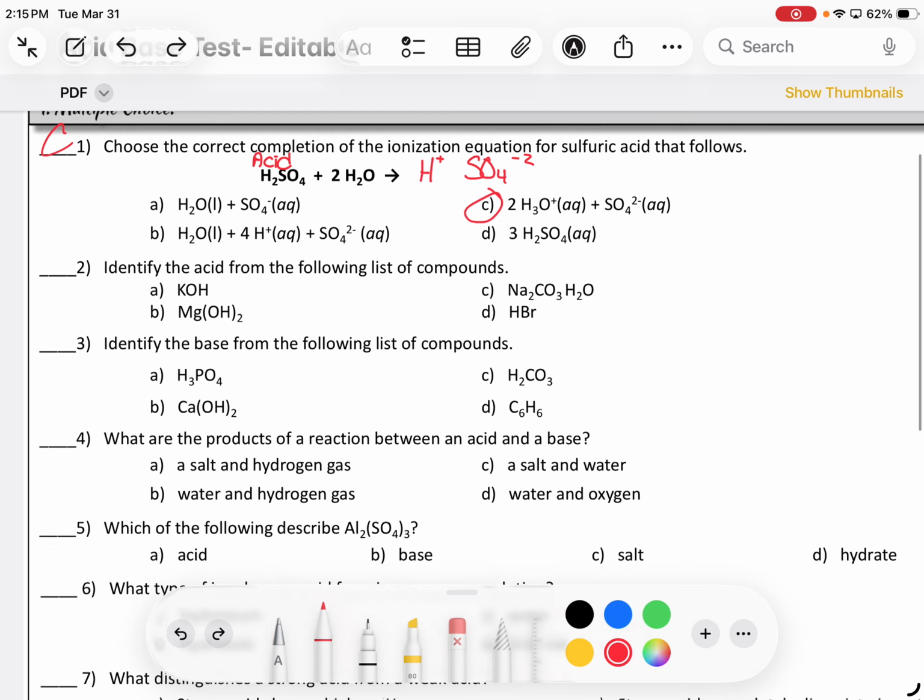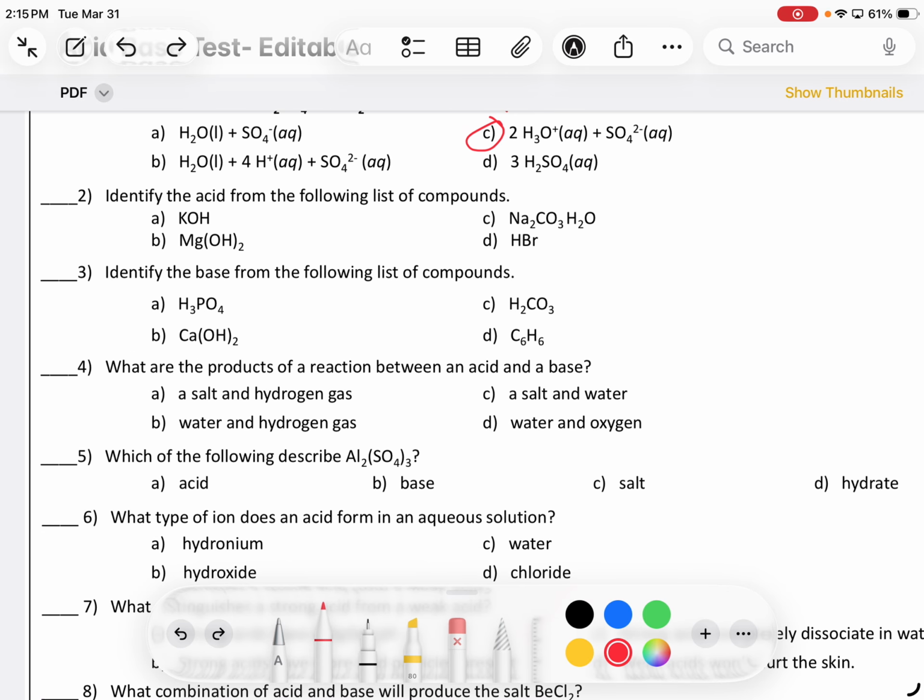Number 2, identify the acid from the following list of compounds. If you remember, the way to identify an acid is that it has to begin with what element? Hydrogen. Good. So that's D. Number 3, identify the base from the following list of compounds. Every base has to have what in it to be considered a base? Correct. It has to have a hydroxide ion. So which one of these has a hydroxide in it? B. Therefore, that is a base.